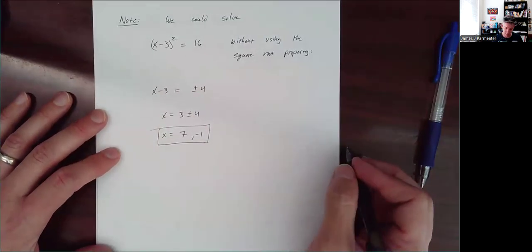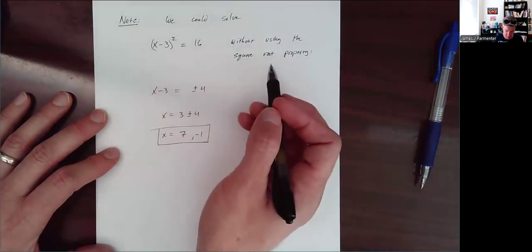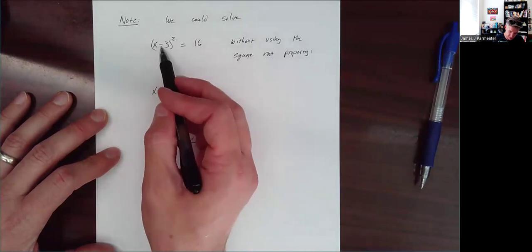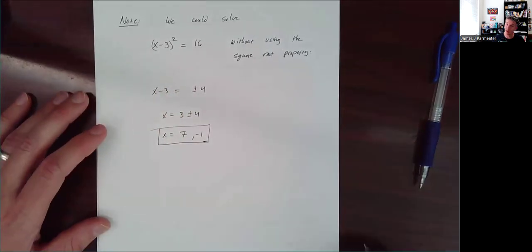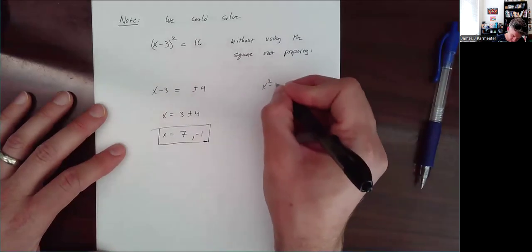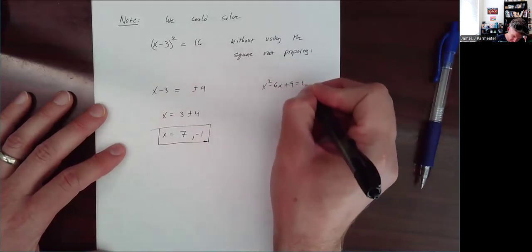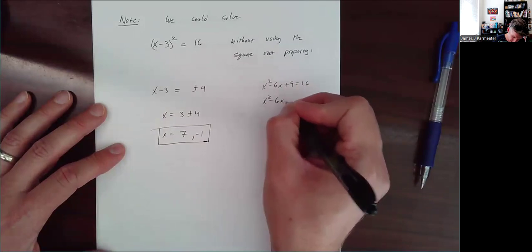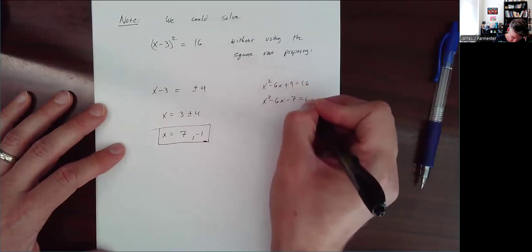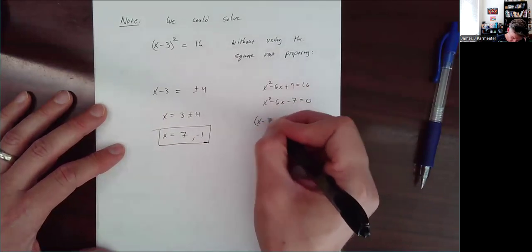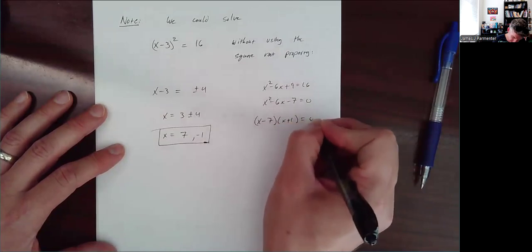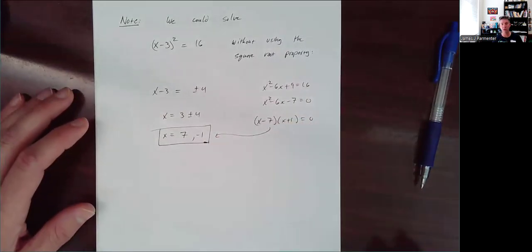Which you can check if you plug back in, right? 7 minus 3 is 4, 4 squared is 16. Negative 1 minus 3 is negative 4, negative 4 squared is 16. Or you could do it the long way by doing x squared minus 6x plus 9 equal to 16. X squared minus 6x, 9 minus 16 is negative 7. You could factor that as x minus 7 times x plus 1. And oh yeah, that's going to exactly lead to those solutions.